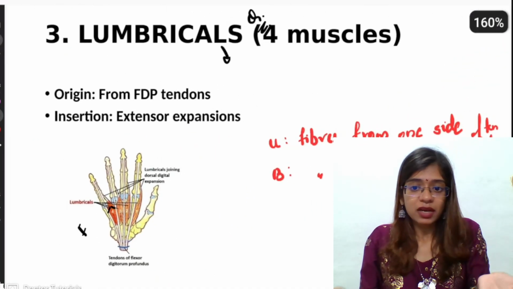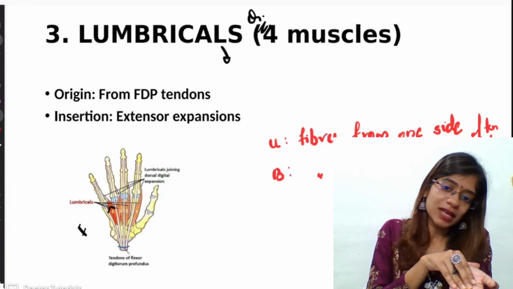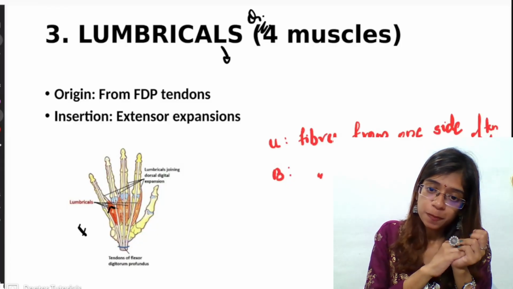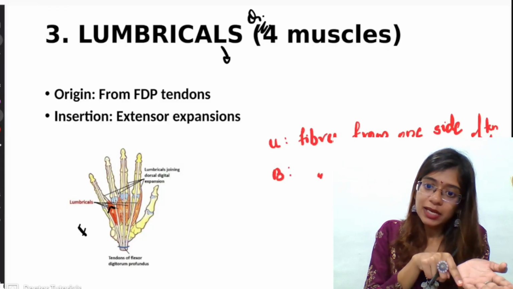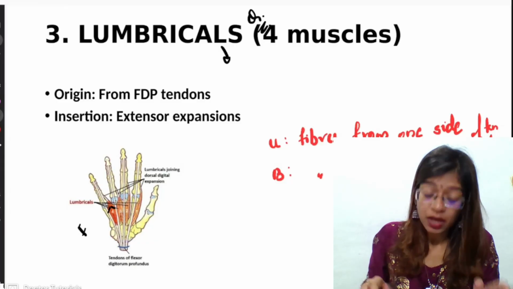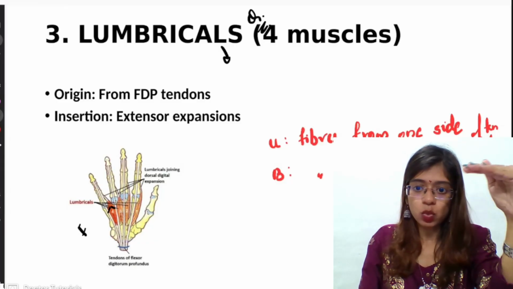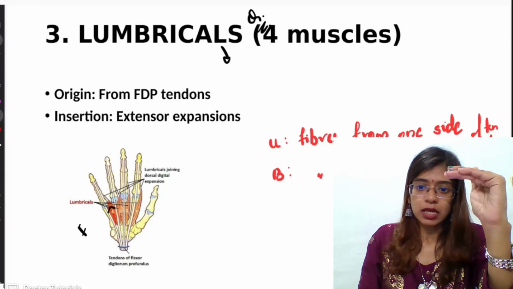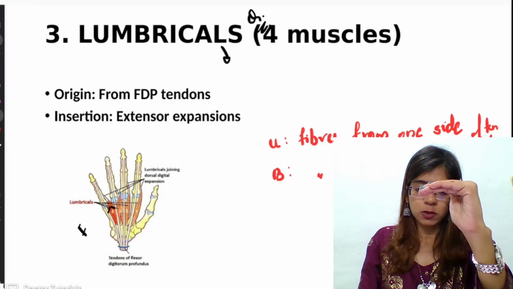Now, the origin of lumbricals, this is very important, that's why I'm repeating: from the tendons of FDP. What is the nerve supply? Medial two lumbricals, ulnar nerve. Lateral two lumbricals, median nerve. Now, what is the function of lumbricals?